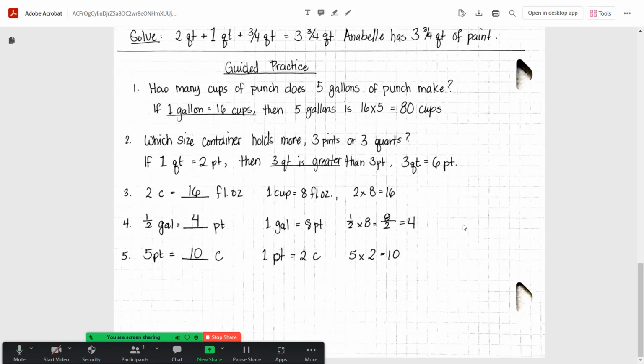For number 3, 2 cups converted into fluid ounces. If I know that 1 cup is 8 fluid ounces, so 2 times 8 is going to give me 16. So 2 cups is 16 fluid ounces. For number 4, 1/2 of a gallon is equal to how many pints? If 1 gallon is equal to 8 pints, then 1/2 of 8 is going to be 4. So 1/2 of a gallon is equal to 4 pints. And for number 5, 5 pints is equal to how many cups? Now I know that 1 pint is equal to 2 cups. So 5 pints is going to be 5 times 2, which equals 10. So 5 pints equals 10 cups.